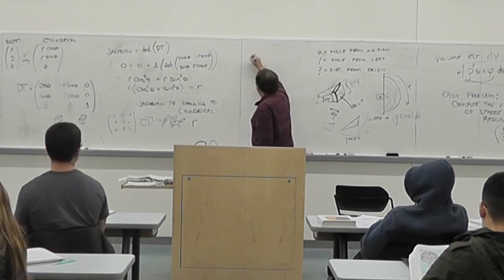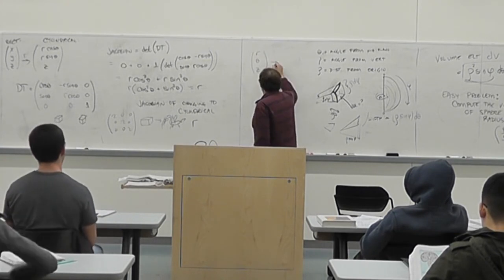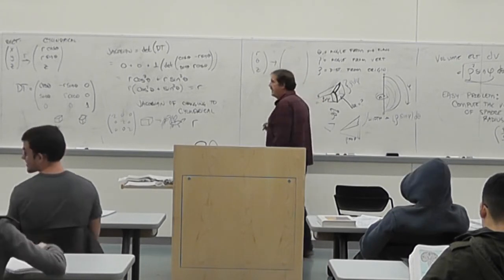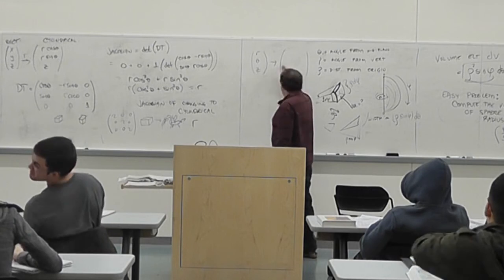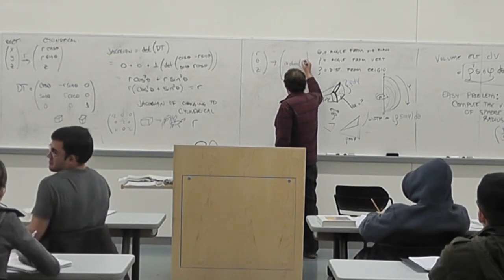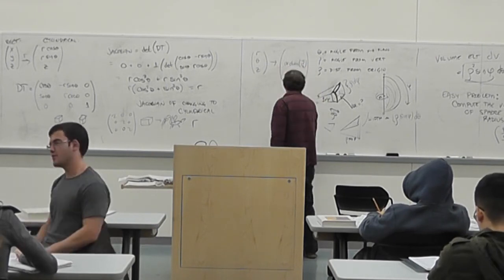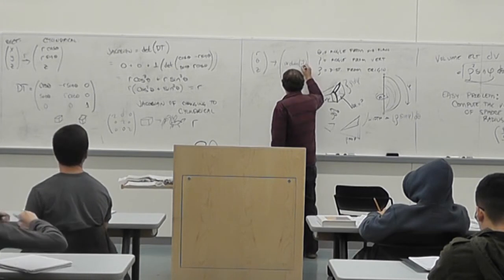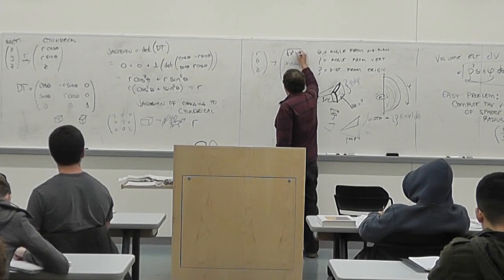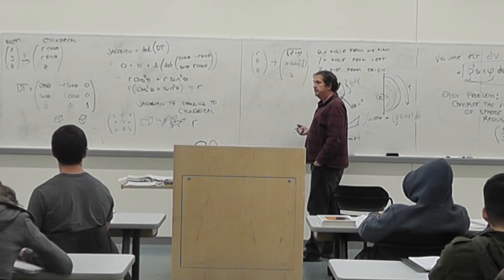Suppose I want to go the other way. R, theta, z goes to, so what is this? Well, if I know z, it goes to z. That's easy. If I know theta, it's the arctangent of y over x. And r is the square root of x squared plus y squared. So that's my change of variables going the other way.